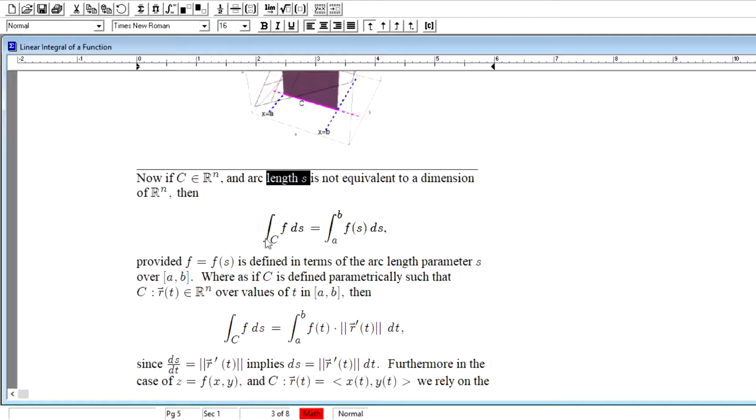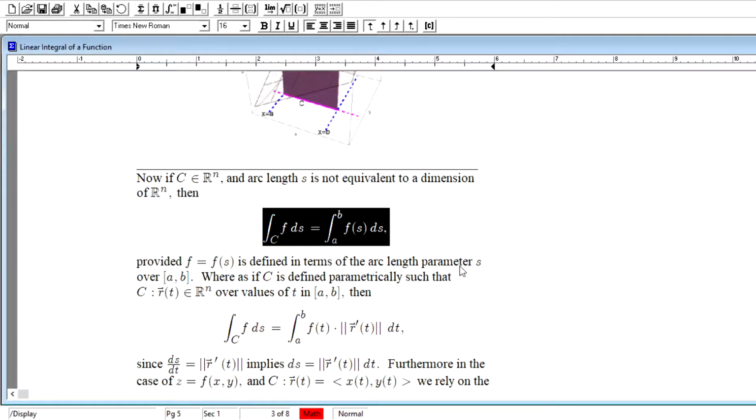Then what is going to be true is that this linear integral operation applied to f over C with respect to the arc length S will be equal to this integral from A to B of f of S ds. Where if we have function f defined in terms of the arc length parameter S over some bounds of the arc length from A to B, and C is defined parametrically in terms of S, this would be our calculation. But that is usually not the case.